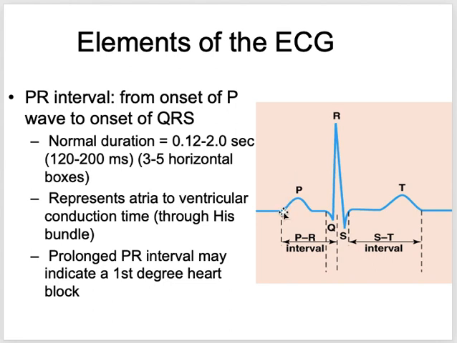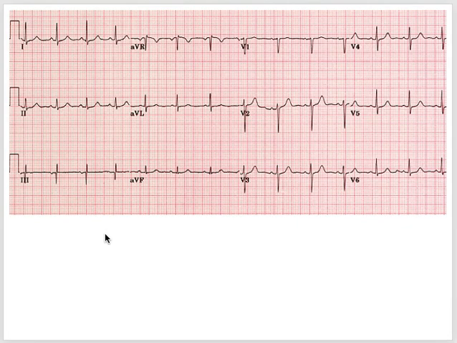So you're going systematically: P wave, then the QRS, then the PR interval. I showed you this normal ECG, and you can see the revision we had done before: the P wave, which is atrial depolarization, and then the PR interval, right? I told you how to count the heart rate.